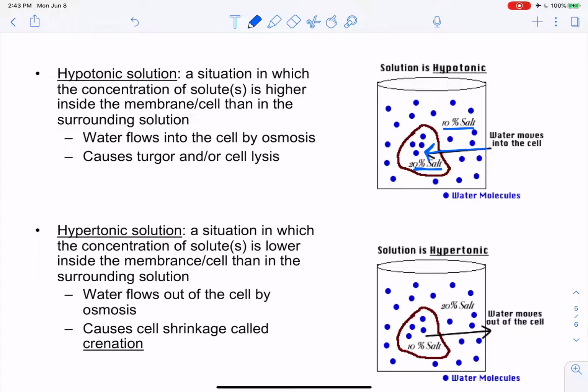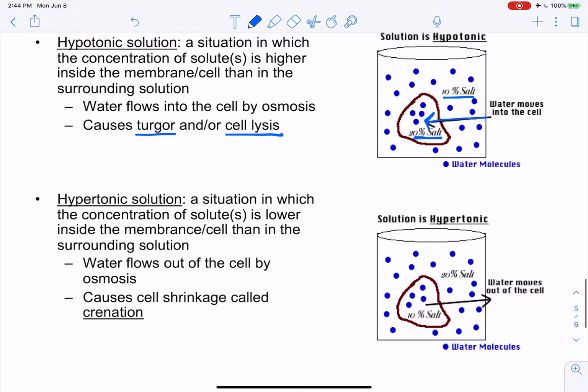And if we don't adjust for this, we're going to get cell lysis. If you've got a cell wall around it, you'll get turgor, and that's okay. But if you don't, you're going to get cell lysis. And this is the problem that our freshwater fish face.